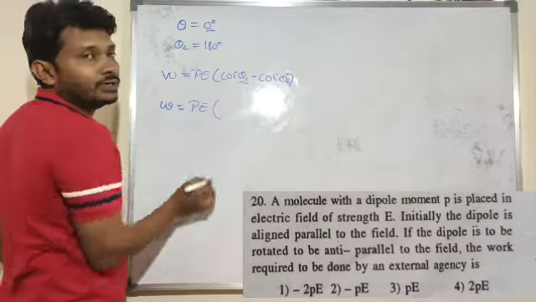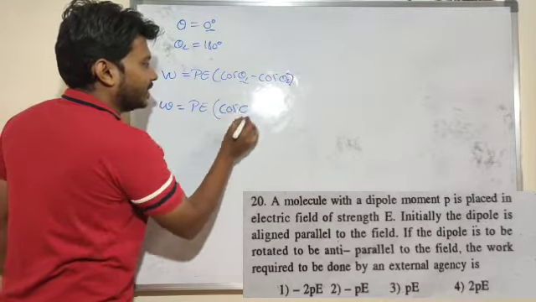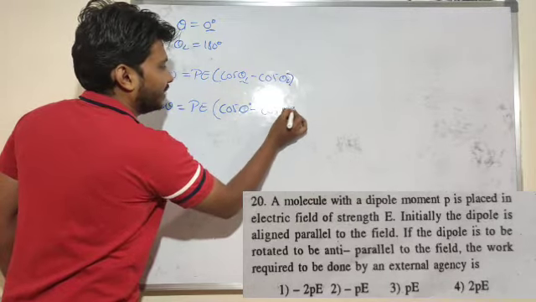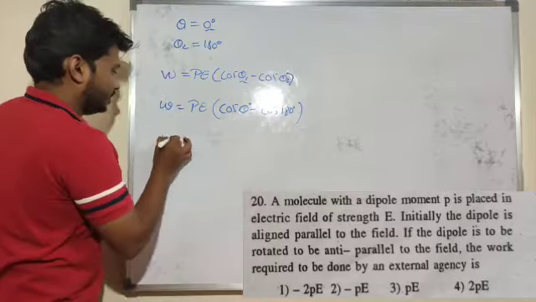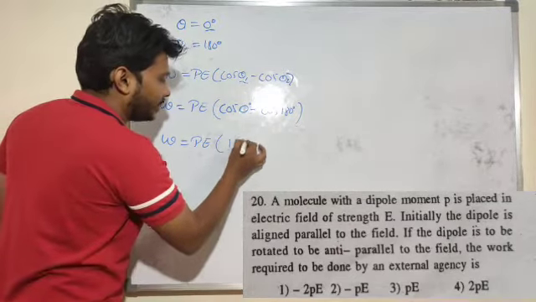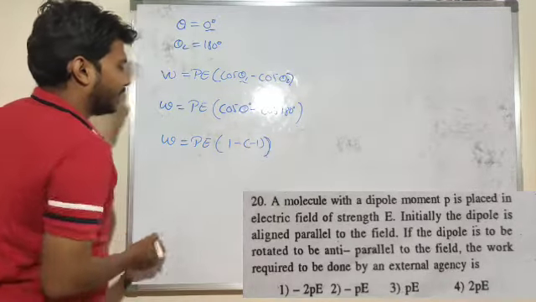Initial angle is how much? 0 degree. So I will write that cos of 0 degree minus cos of 180 degree. So this equation becomes P into E. Cos 0 means how much? 1. Minus cos of 180 means how much? So that is minus 1 here.